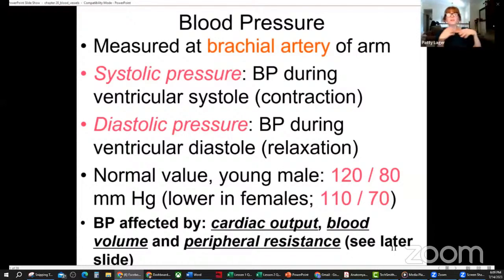So it's always a good idea to practice feeling the major superficial arteries, that is, the arteries that are close to the surface of the skin. These are arteries you can palpate for measuring the pulse, but this is also the brachial artery, the artery we use to measure blood pressure.